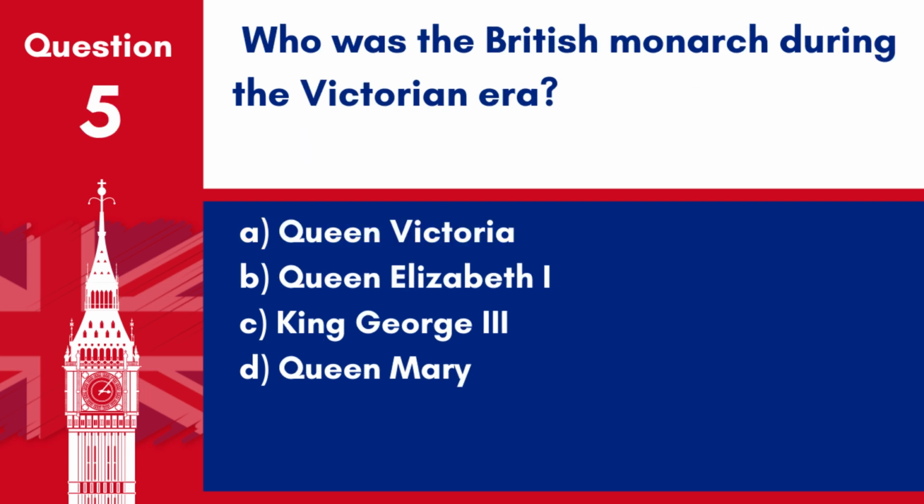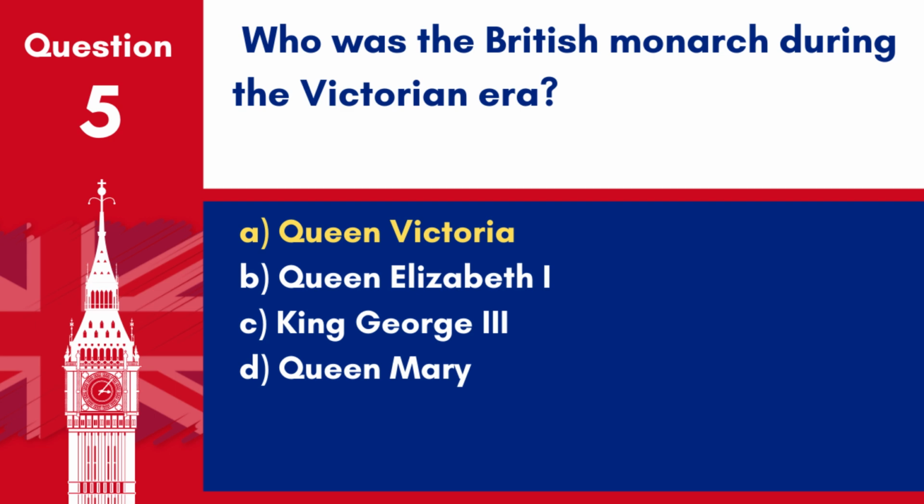Question 5. Who was the British monarch during the Victorian era? A. Queen Victoria. B. Queen Elizabeth I. C. King George III. D. Queen Mary.